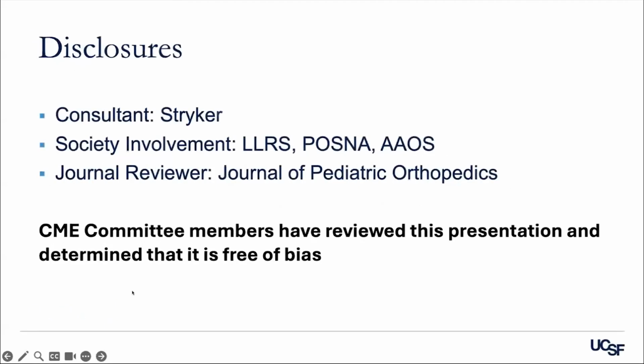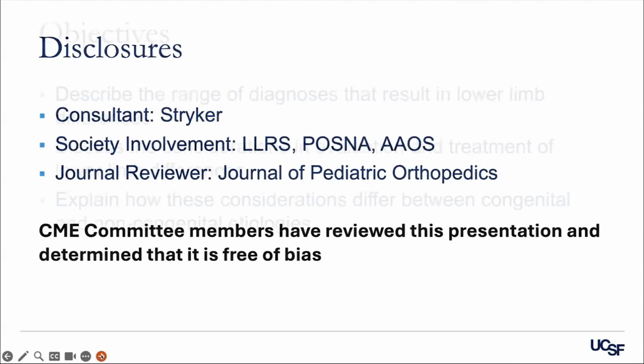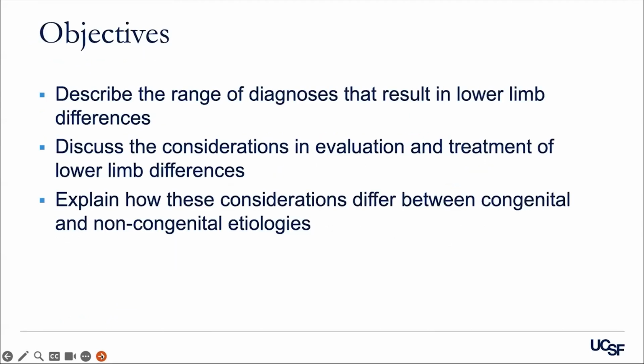I have no relevant disclosures. My objectives today are to describe a range of diagnoses that result in lower limb differences and discuss the considerations in evaluation and treatment of lower limb differences, and then explain how these considerations differ between congenital and non-congenital etiologies.